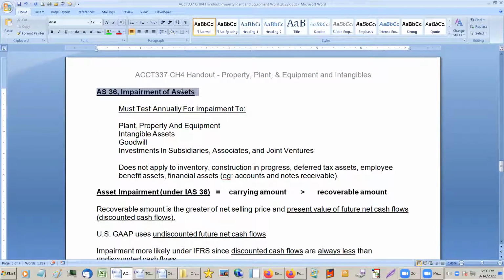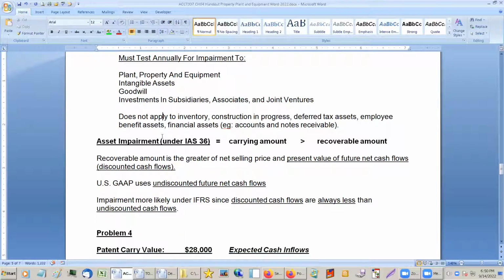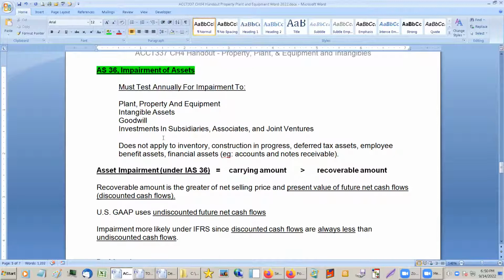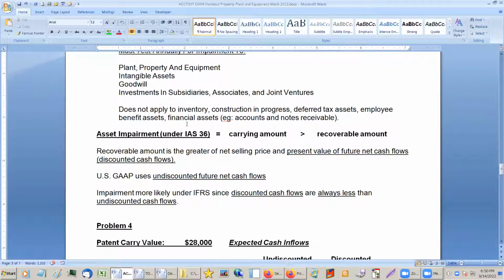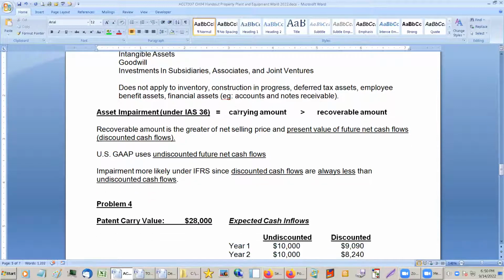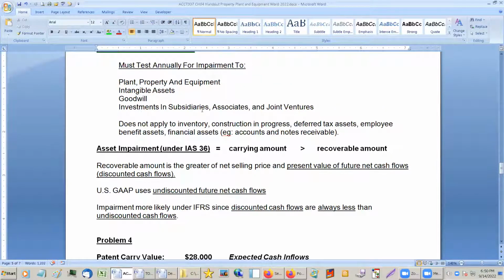Impairment of assets. We do it both for GAAP and for international standards, but we have a little bit different way of doing it. And the difference comes from this.